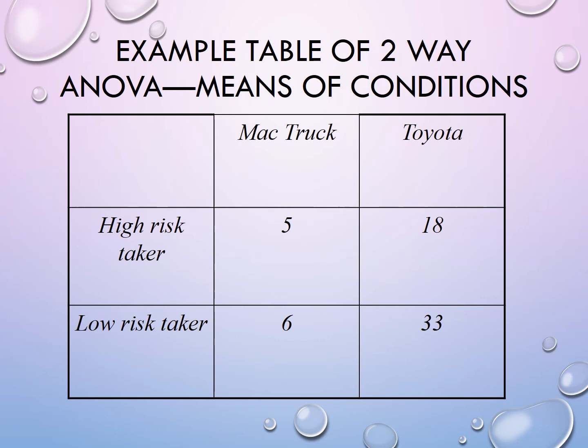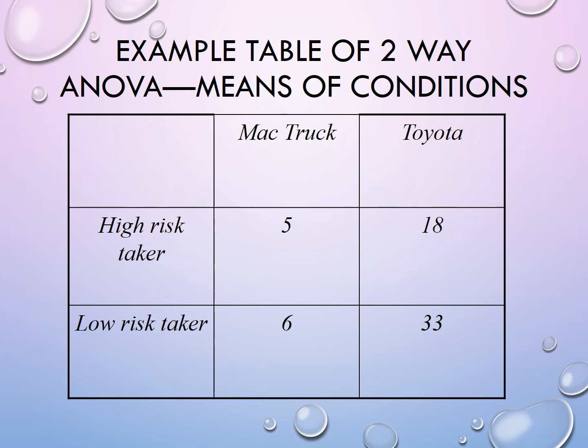So this would say, okay, the people that are in the Mack truck who were high risk takers, they swerved off 5 times total, right? Total of 5 times. The people in the Toyota Tercel, who were high risk takers, they swerved off 18 times in our multiple chicken games. I don't know how y'all lived this many times, but pretend we did.